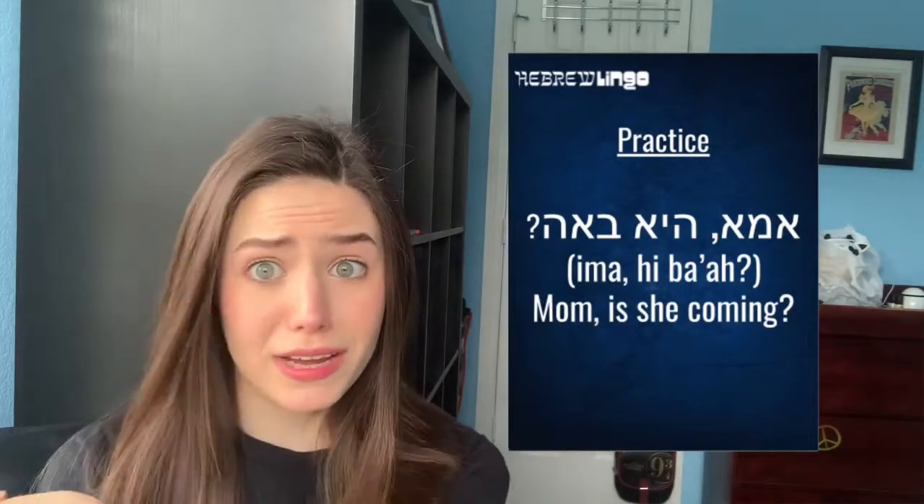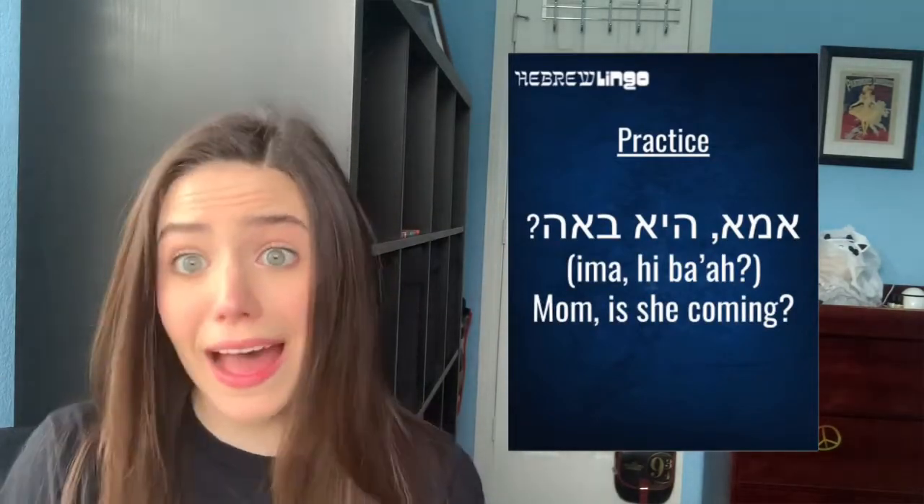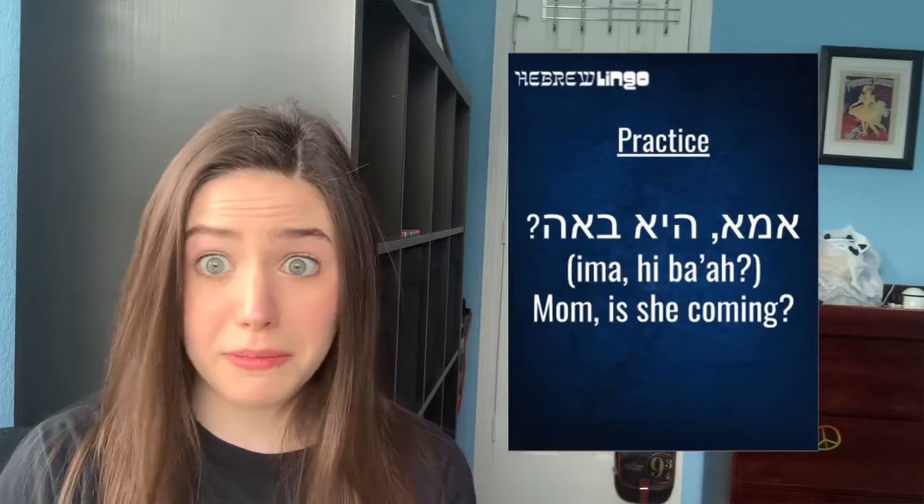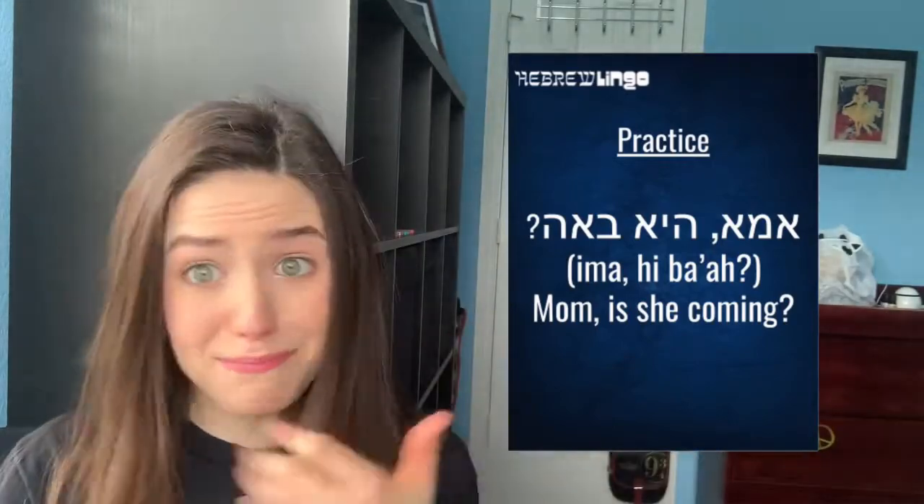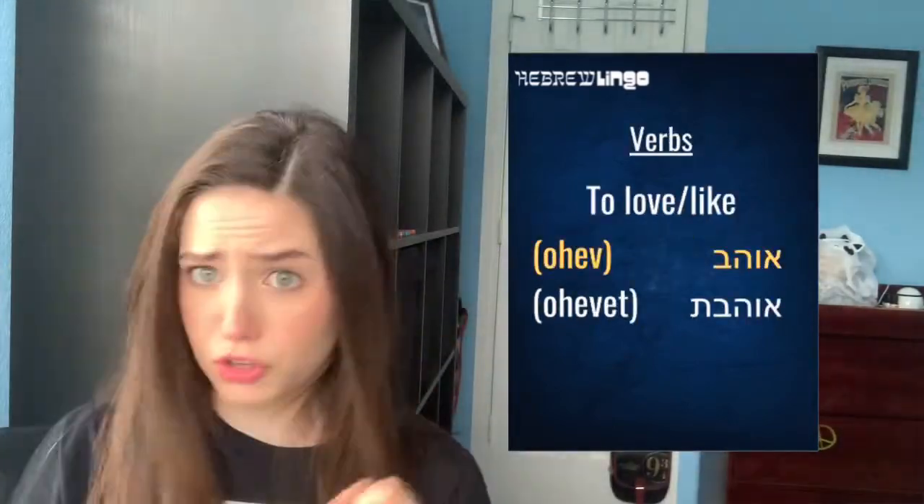Okay, so this sentence right here says, "Ima hi ba," which means "Mom, is she coming?" Great job guys for remembering ba and ba. Okay, now we're learning about some new verbs.